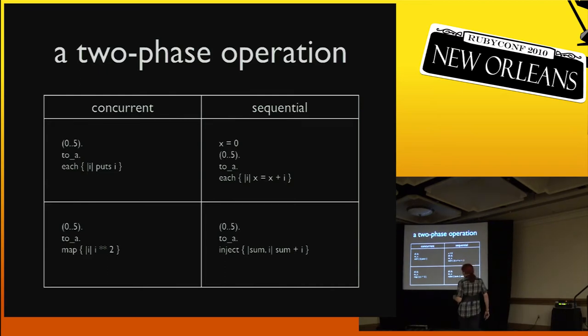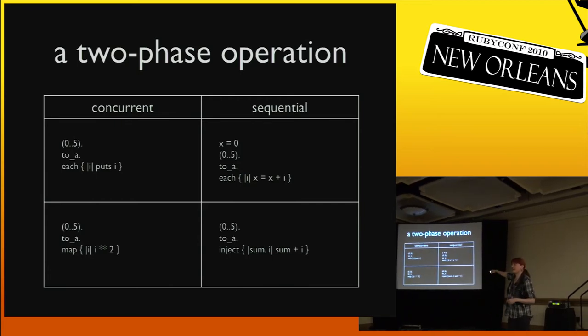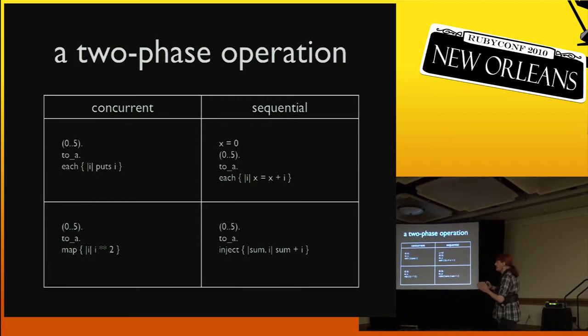But in theory, whenever you do something with an each that doesn't return any value out of that and doesn't change the state of your program, it just does something inside there, that's a concurrent operation. Those can all run in parallel. Likewise, every time you do a map, that should fundamentally be a parallel operation. Sequential operations are things like inject. Inject is fundamentally a sequential operation. That's the reduce half of map reduce.